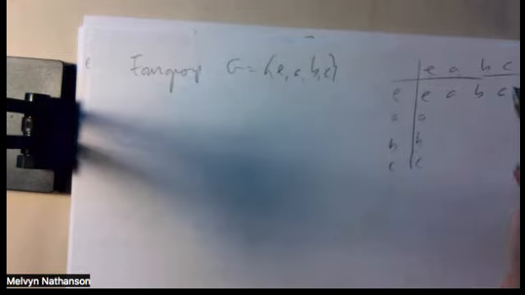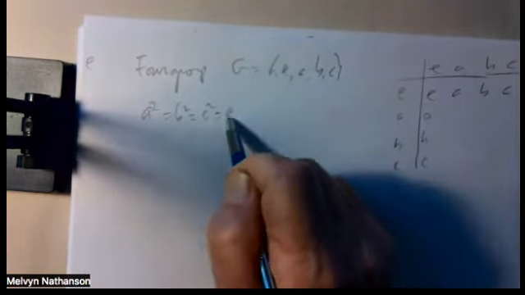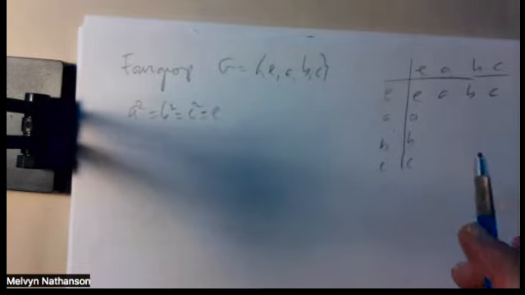So first, E is the identity. So E times anything doesn't change it. So EA is A, AE is A, BE is B, and so forth. So we get the first row and the first column of the multiplication table automatically. And this group has the property that if you square any of the elements, you always get the identity. So A times A is E, B times B is E, C times C is E.